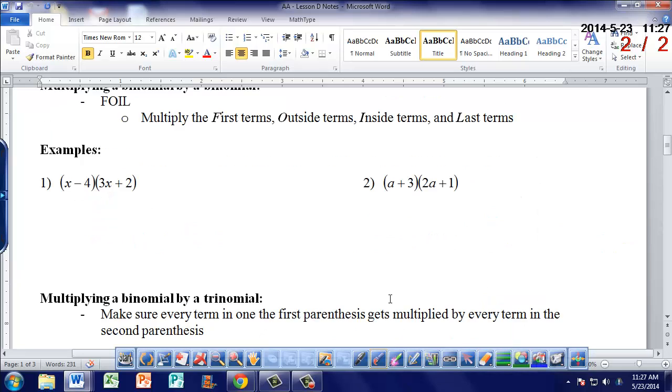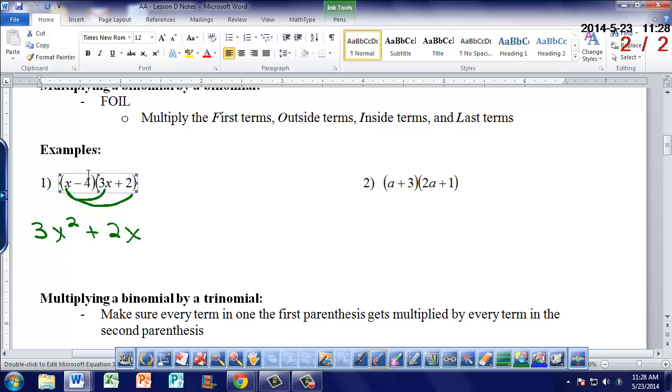Okay, 2 terms by 2 terms. We're going to FOIL. A lot of people know it as first, outside, inside, last. Instead of doing first, outsides, insides, last, I just make sure that I multiply everything in one parenthesis by everything in the other. So I'll make sure I multiply x times 3x, which is 3x squared, x times 2, and then I'm going to make sure this negative 4 gets multiplied by both. Negative 12x and negative 8. Now here you can add up these two like terms. So we get 3x squared minus 10x minus 8.